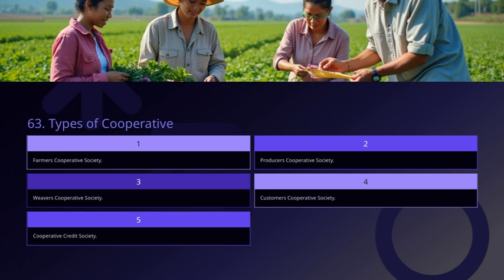Moving on, the Producers' Cooperative Society focuses on assisting producers, whether they're involved in manufacturing or processing, to streamline their operations and reach larger markets. Lastly, the Customers' Cooperative Society is all about consumers banding together to buy goods in bulk, which helps them get better prices and quality. Overall, these different types of cooperatives highlight how collective effort can address specific needs and improve the livelihoods of their members.